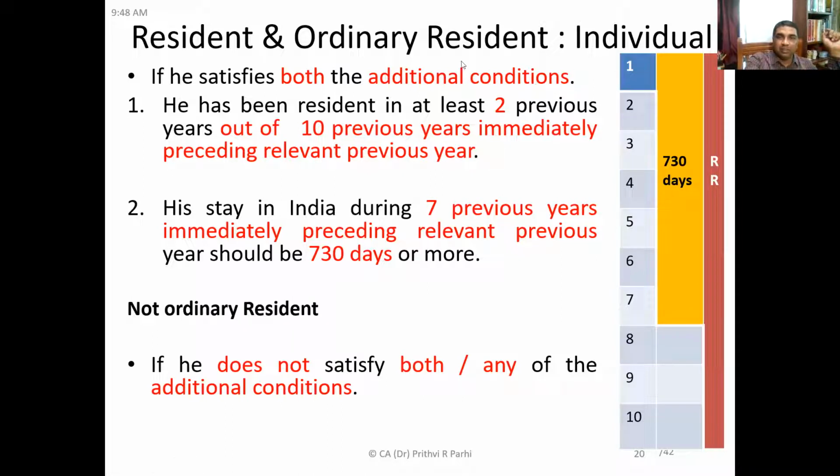Okay, are you following? And in addition to that, you have to see the 7 preceding previous years, 7 years. And you have to calculate the number of days, and you need to see whether he has stayed for 730 days or more. Okay, if he has stayed for 730 days, then he is resident and ordinary resident. Friends, here you have to remember this, both these conditions need to be satisfied.